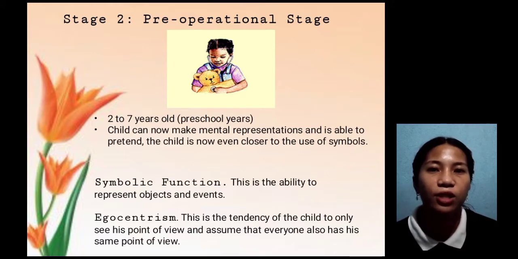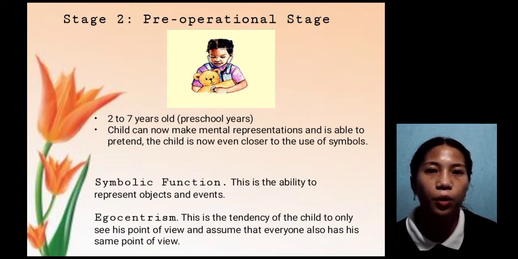For example, Gina, a 2-year-old, may pretend that she is drinking from a glass which is really empty, though she already pretends the presence of water. The glass remains to be a glass. Egocentrism. This is the tendency of the child to only see his point of view and assume that everyone also has the same point of view. The child is not going to take the perspective of others. For example, a 5-year-old boy who buys a toy truck for his mother's birthday, or a 3-year-old girl who cannot understand why her cousins call her daddy uncle, and not daddy.